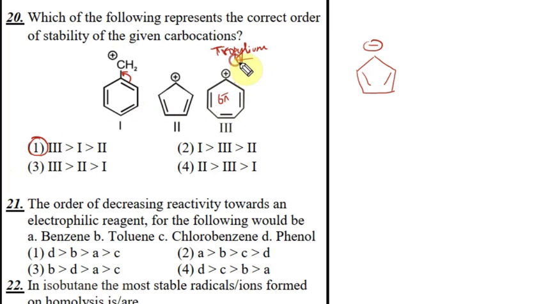Again, remember this is important. Tropylium is very stable. The order of increasing reactivity towards electrophilic reagent for the following would be: benzene is our reference, toluene has hyperconjugation, chlorobenzene has minus I, phenol has plus R. So obviously B is better than hyperconjugation, B is better than B, which is better than A, better than C.